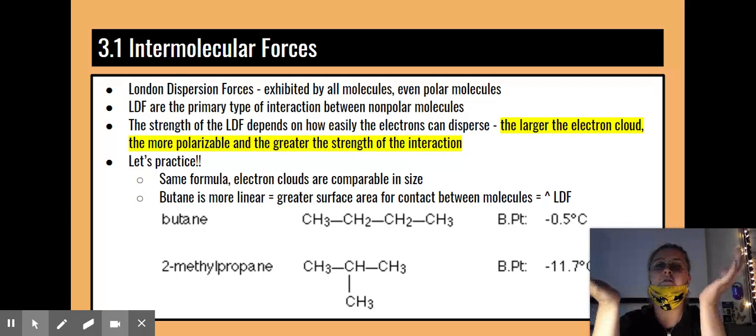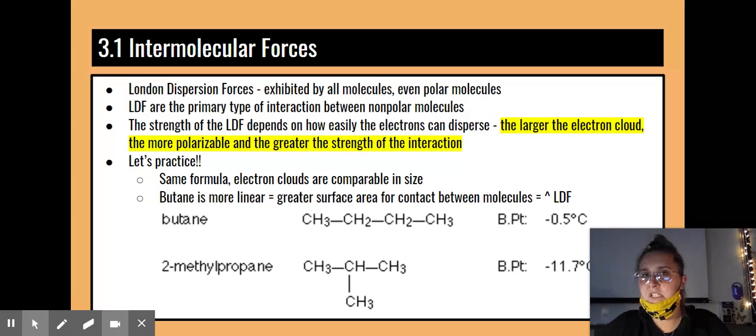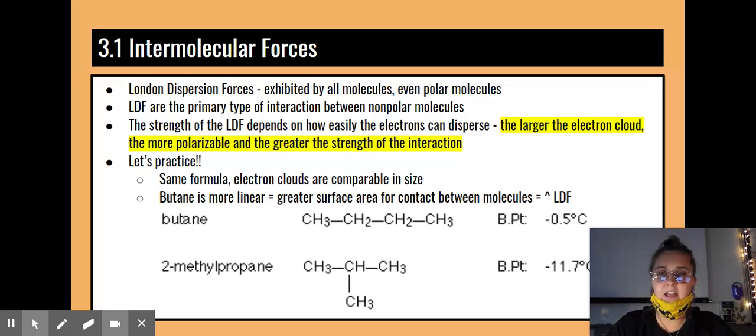Right, London dispersion forces are exhibited by all molecules, even polar molecules. So even in a polar situation where you already have your electrons shifted around, these forces are present in any type of molecule. So if you're encountered with a question asking, oh, well, what intermolecular forces are present here? Your answer will always have London dispersion forces listed because it's present in every type of molecule. They are the primary type of interaction between nonpolar molecules, already covered that, and the strength of the LDF depends on how easily the electrons can disperse. So the easier it is for your electrons to shift around and to move, the stronger the dispersion forces.